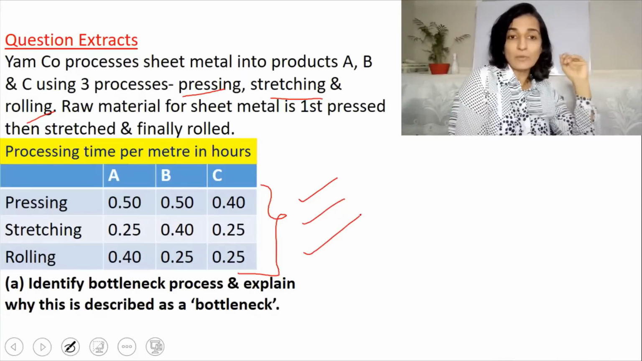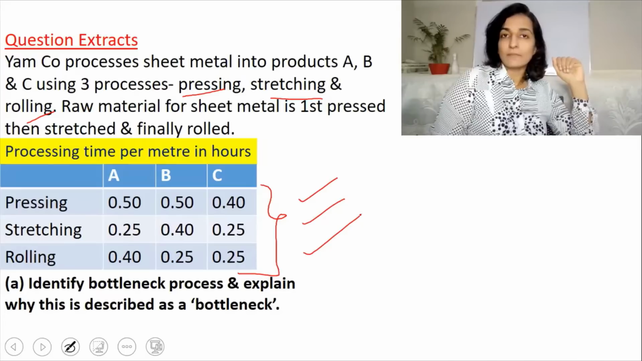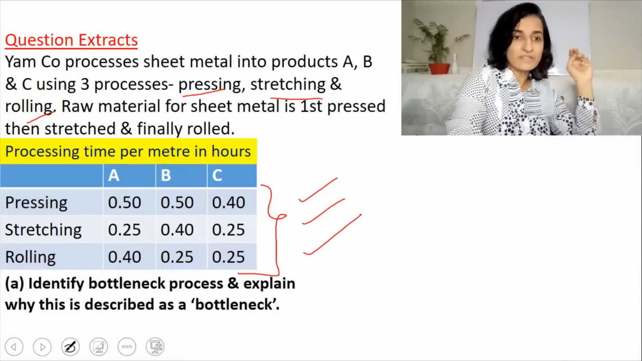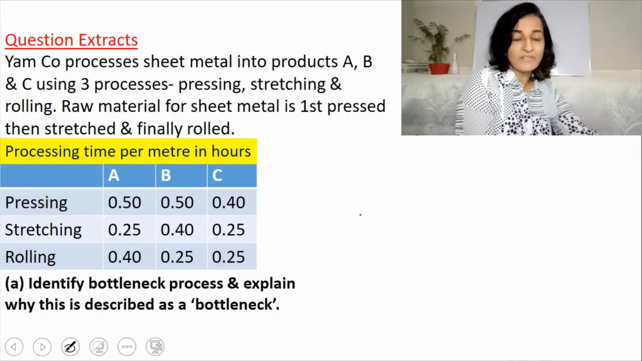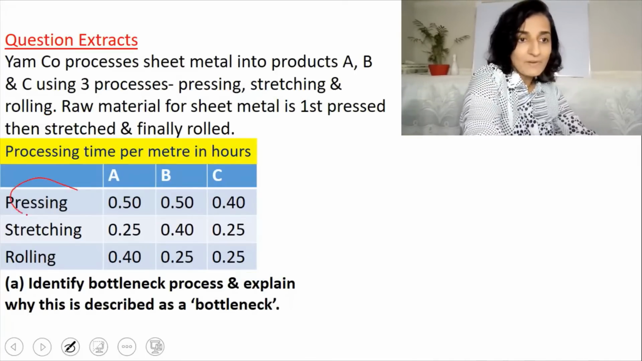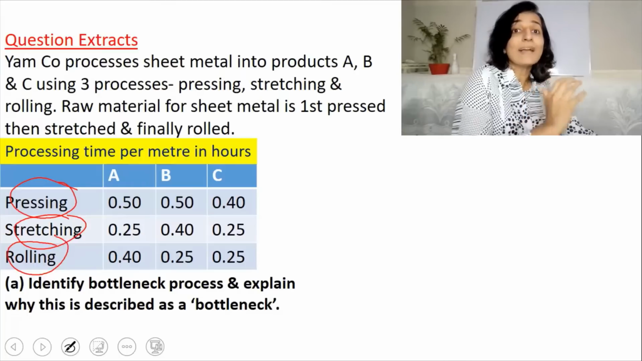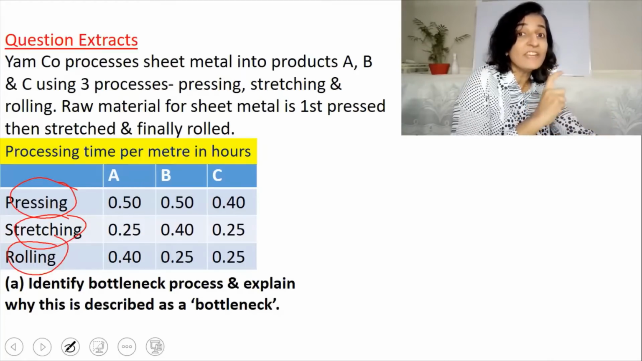Identify the bottleneck process and explain why this is described as a bottleneck. What do you mean by a bottleneck? A bottleneck is a process or a machine which restricts the output of the organization. Now, in this case, we've got three processes. So look at the table very carefully. Is it the pressing process or the stretching process or the rolling process which is taking the maximum time? That is, it is very slow.